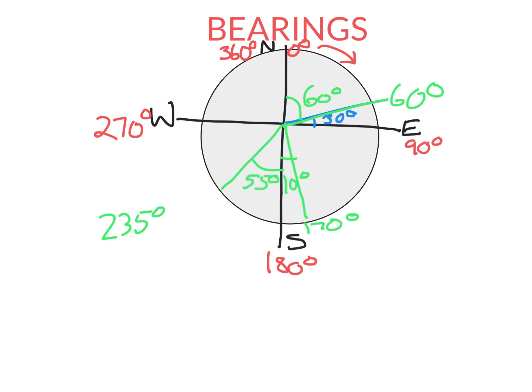So if we give people a bearing, just one number, there is no ambiguity as to the direction they're going. If you say to someone go on a bearing of 235, they know that they're going southwest down here. They're not going southwest over here or whatever. All right, let's now look at using trigonometry to solve some problems in bearings.